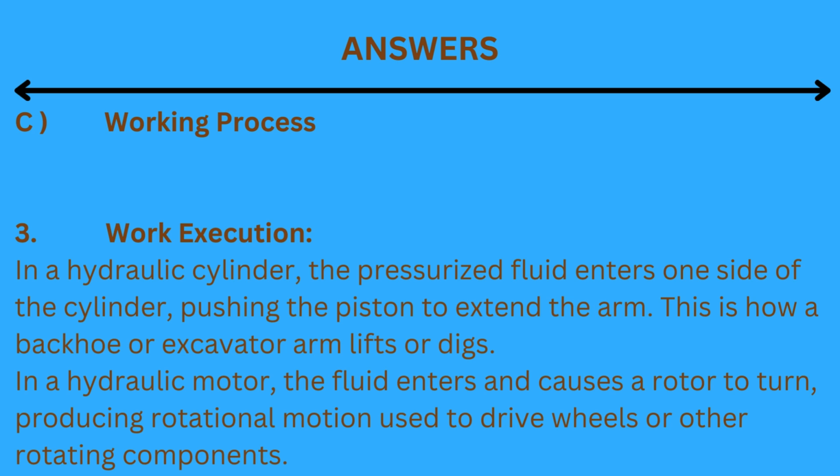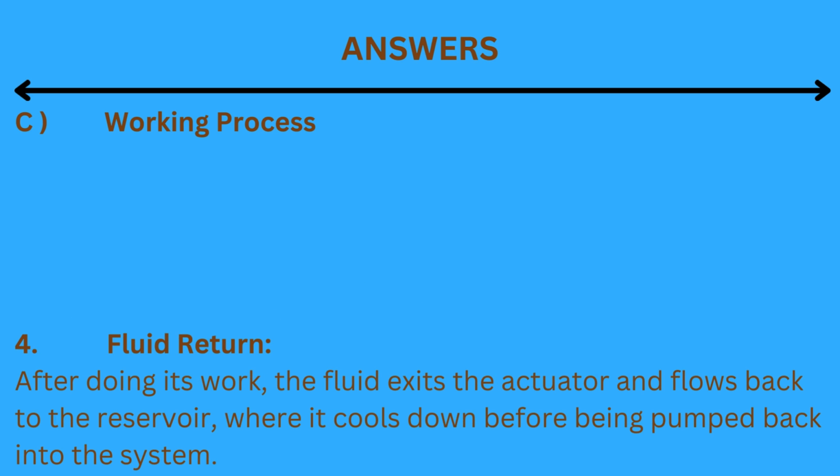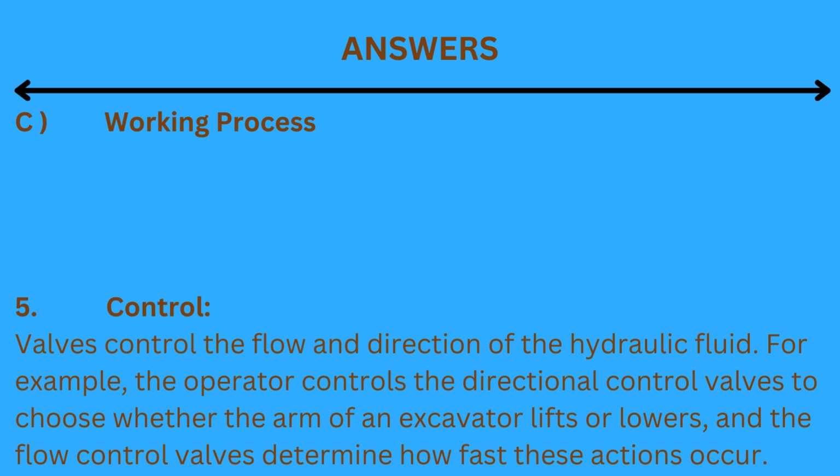In a hydraulic motor, the fluid enters and causes a rotor to turn, producing rotational motion used to drive wheels or other rotating components. 4. Fluid return. After doing its work, the fluid exits the actuator and flows back to the reservoir, where it cools down before being pumped back into the system. 5. Control. Valves control the flow and direction of the hydraulic fluid. For example, the operator controls the directional control valves to choose whether the arm of an excavator lifts or lowers, and the flow control valves determine how fast these actions occur.